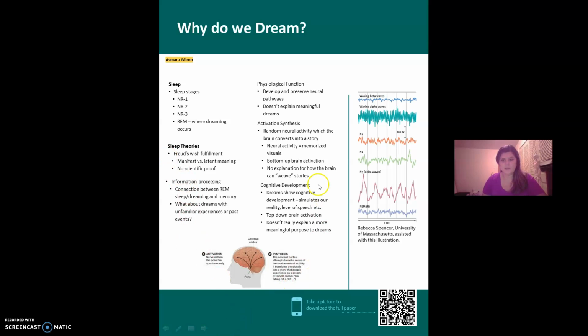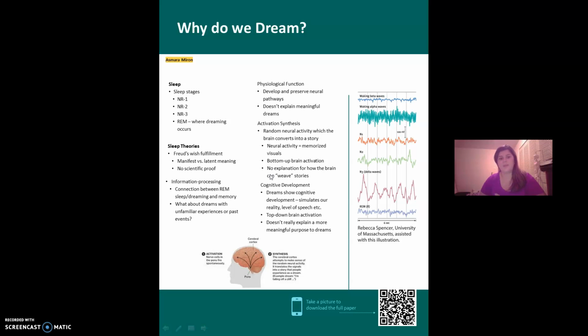So the sleep theories, there are 5 main ones. The first one is called Freud's wish fulfillment. It basically means that our dreams exhibit experiences and things that we want, things that we want to feel that would otherwise be unacceptable to society, I guess.